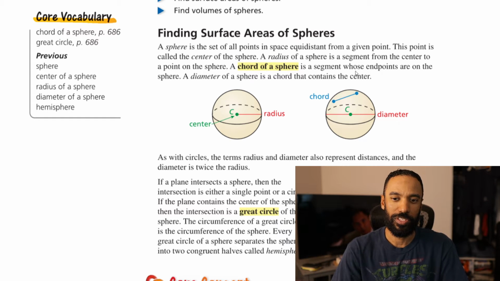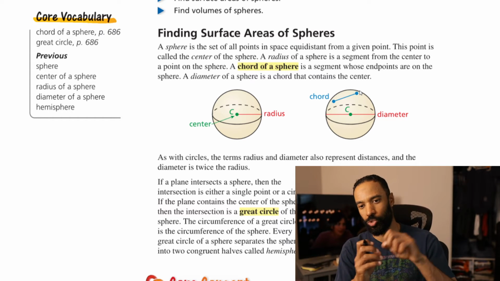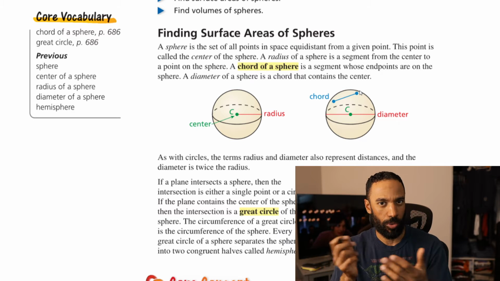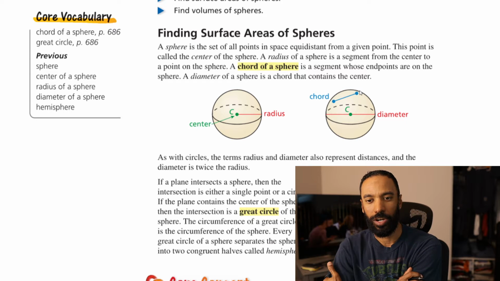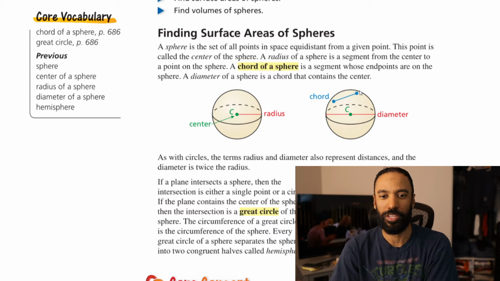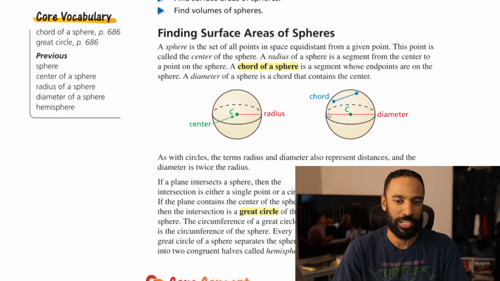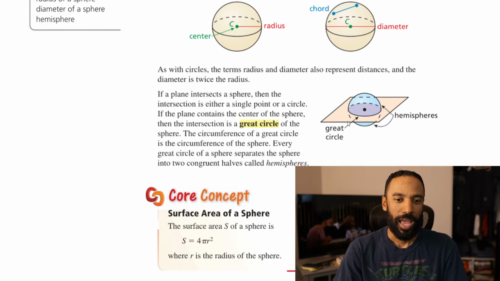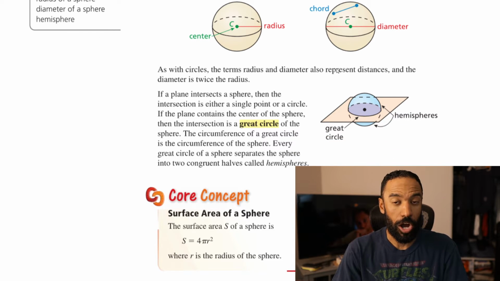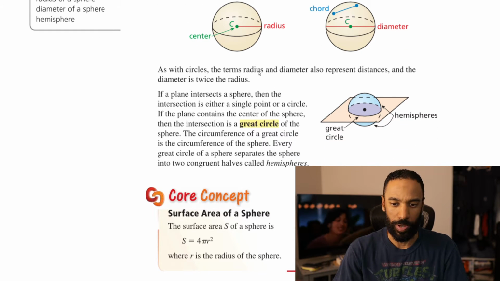A chord of a sphere is a segment whose endpoints are on the sphere itself. Pretend it's touching the surface here and there, and there's just a straight segment going in between, very much like chords in circles. A diameter of a sphere is a chord that contains the center. I think that's just their way of saying it's the longest chord in the sphere. As with circles, the terms radius and diameter also represent distances, and the diameter is twice the radius.